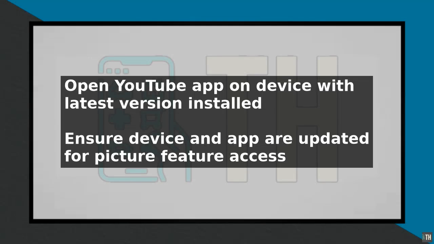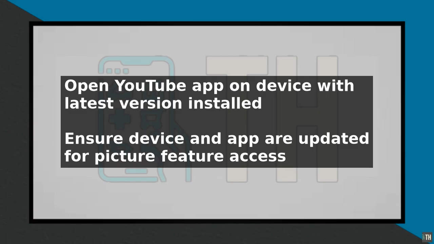To turn on Picture-in-Picture on YouTube, start by opening the YouTube app on your device. Make sure your device and YouTube app are updated to the latest version to ensure you have access to the Picture-in-Picture feature. Next, start playing a video on YouTube. Then press the home button on your device to exit the YouTube app.